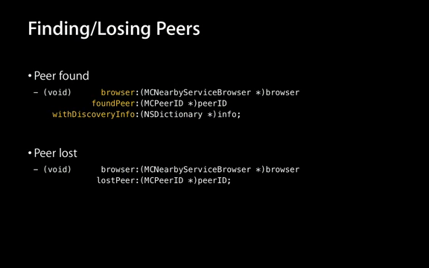So let's take a look at how it looks. This is the callback: browser foundPeer withDiscoveryInfo. The second parameter will give you the peer ID object of the peer that just got discovered. And the third parameter will be the discovery info that we talked about before. So if advertisers set discovery info, the browser will get a copied version of that dictionary once this callback is called. In case a peer gets lost, for instance, if it goes out of range of the browser, then you will get notified via the delegate method browser lostPeer.